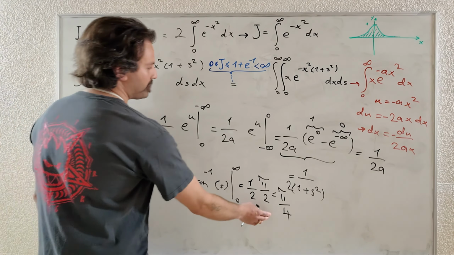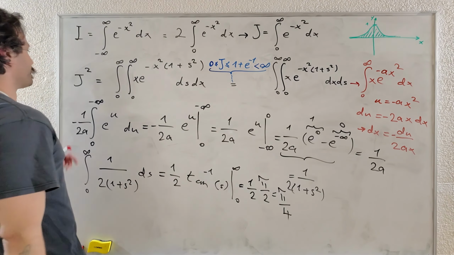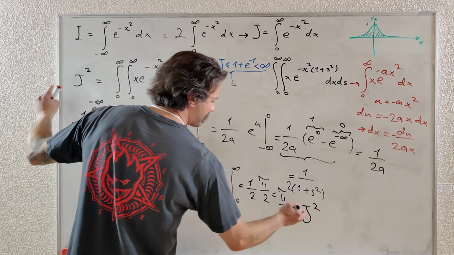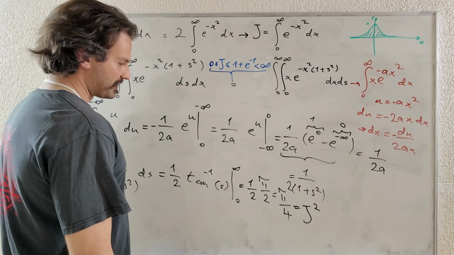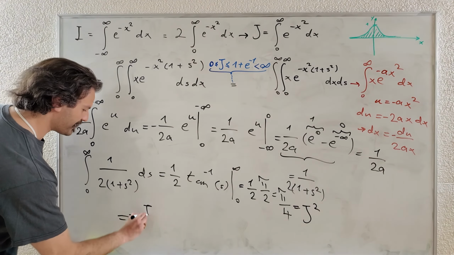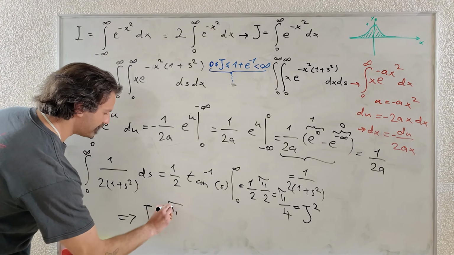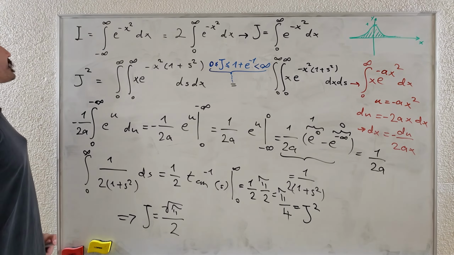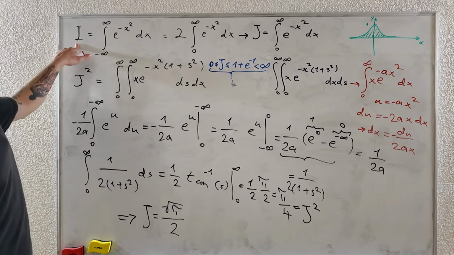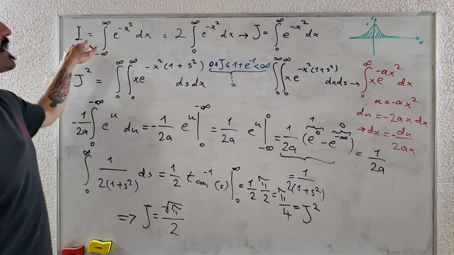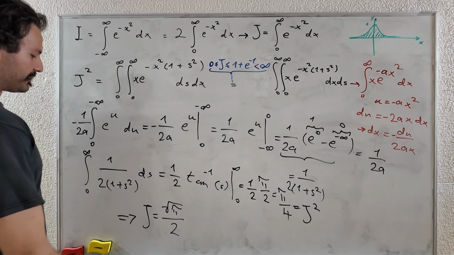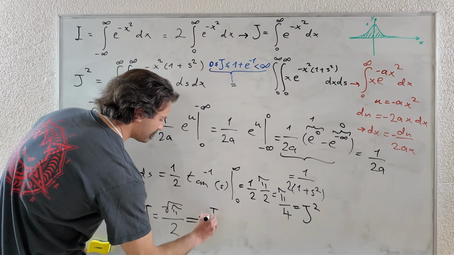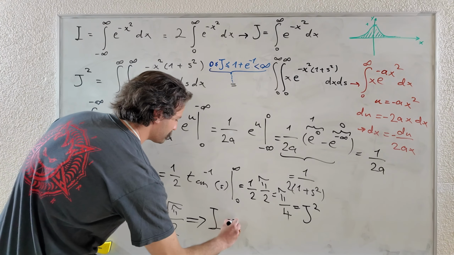And this is the result of our integral, which is j squared. So we get that pi over 4 is equal to j squared. So this will give us j is equal to the square root of pi over 2. And since we were calculating I, we have expressed I as double of j. So we need to multiply this by 2 in order to get our initial integral. I is equal to square root of pi.